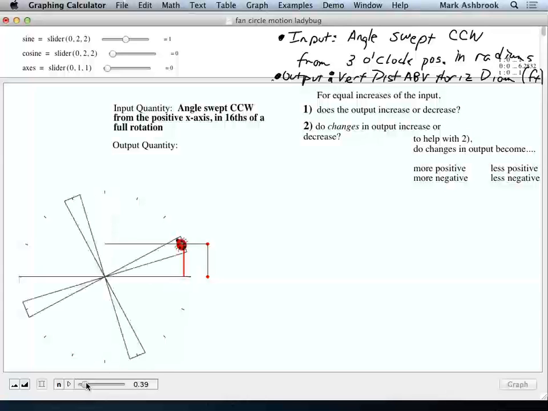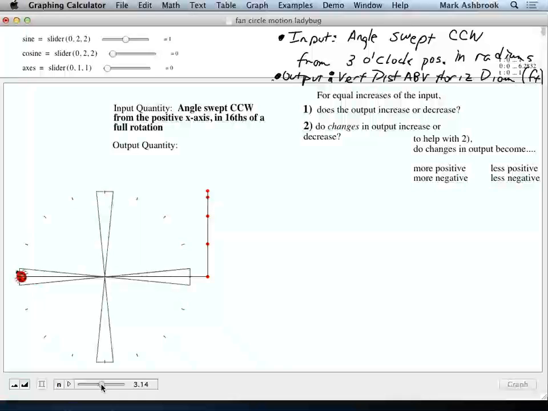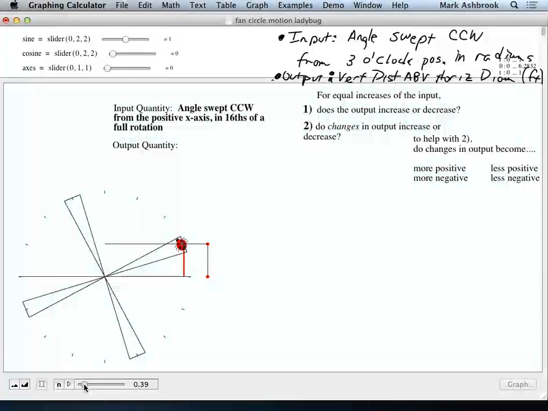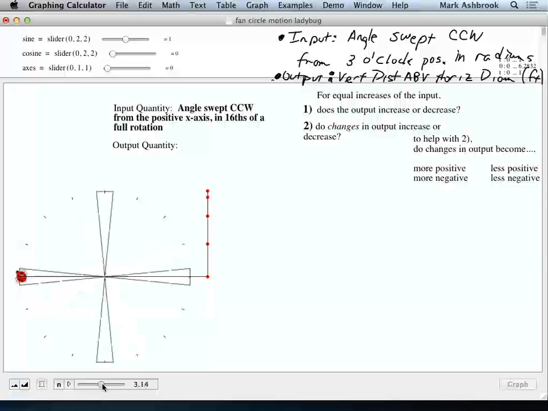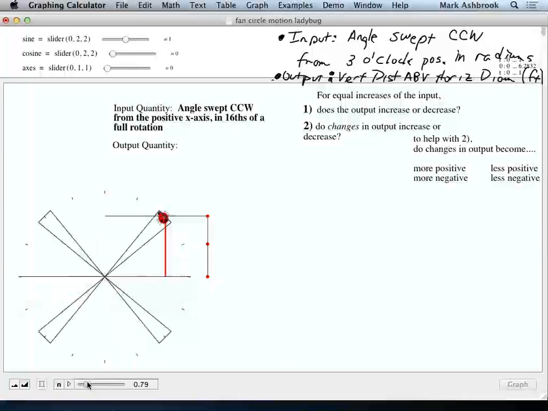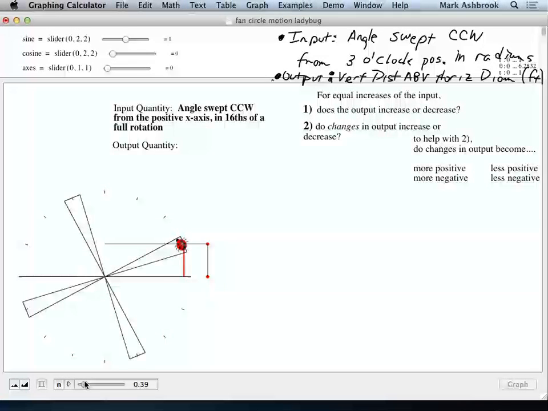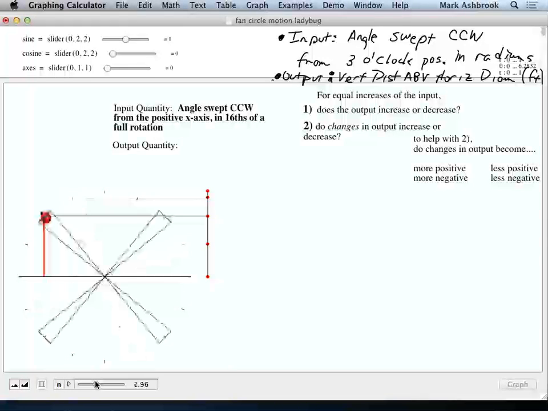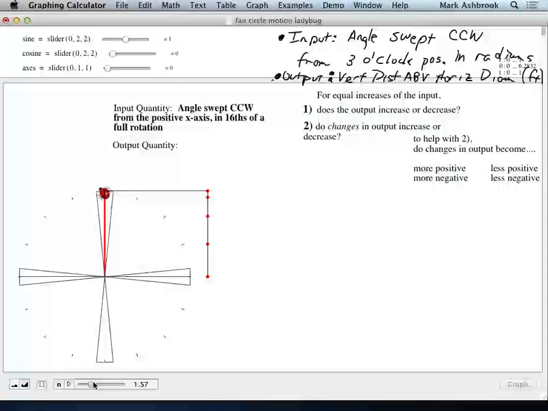So in my animation here, where should you look to answer question number 1, what the output quantity of vertical distance is doing, and where should you look to investigate changes in the output quantity, okay? So just take a moment and talk amongst yourself. Where should we look to see how the output quantity is changing, the vertical distance above the horizontal diameter? And where should we look to see how the changes are changing? Go. Confirm that with the person next to you.